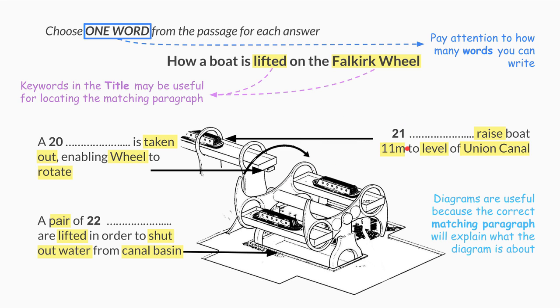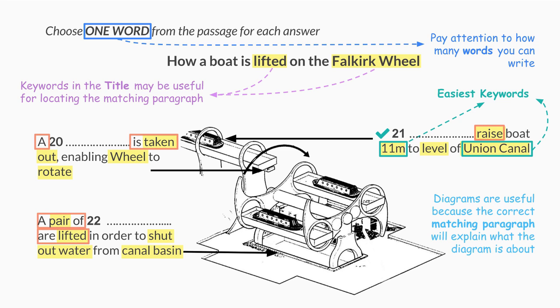Naturally, it's going to be number 21, because these here are very easy keywords. So we're going to start off by first answering question number 21. Let's put a check mark next to that. Now, the next thing that I want you to pay attention to are the connecting words. They're very important, and the connecting words are right here.